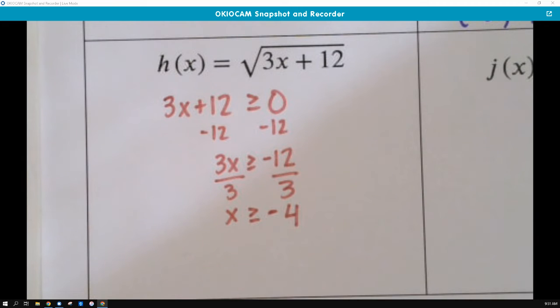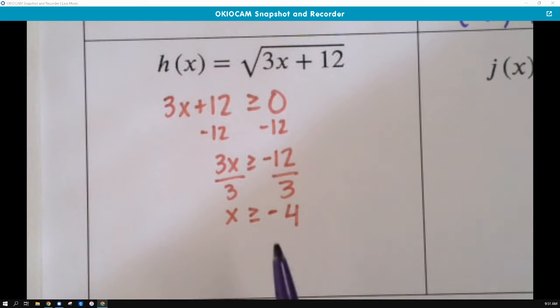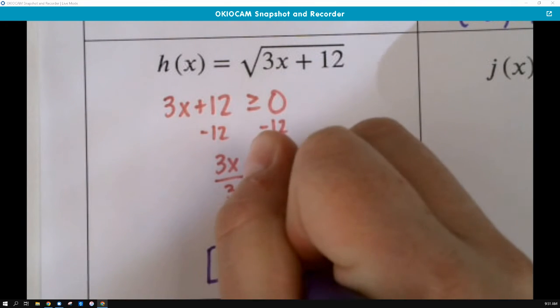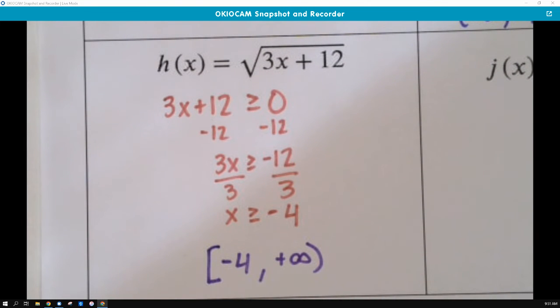Okay. To write this one in interval notation, it's not that we just can't equal negative 4. We can't be smaller than negative 4 either. So instead of going from negative infinity to positive infinity, this one's only going to go from negative 4 up to infinity. But we're allowed to be negative 4 because we're allowed to be 0 underneath the square root. That's okay. So for this one, we are going to use a bracket with our negative 4 up to positive infinity. So that would be our interval notation. It's from negative 4 to positive infinity.